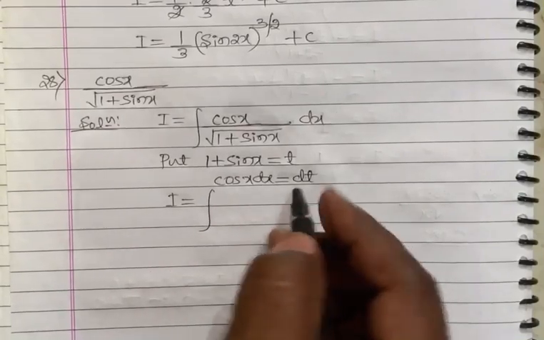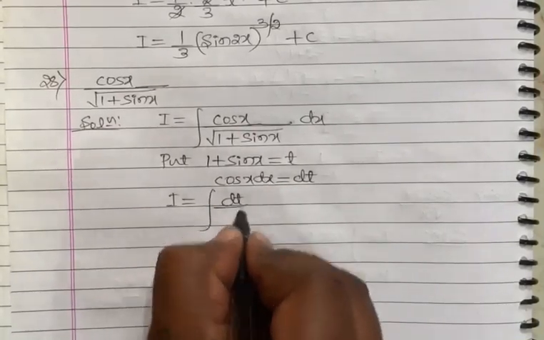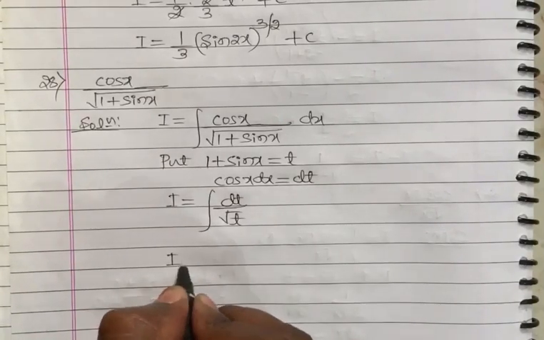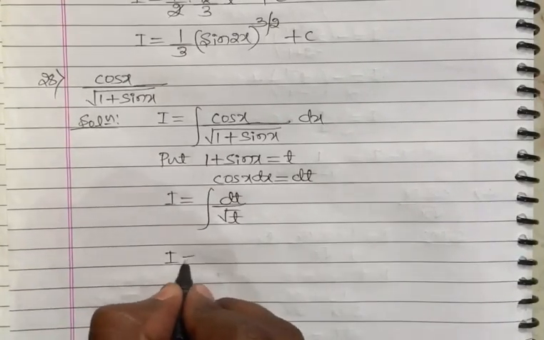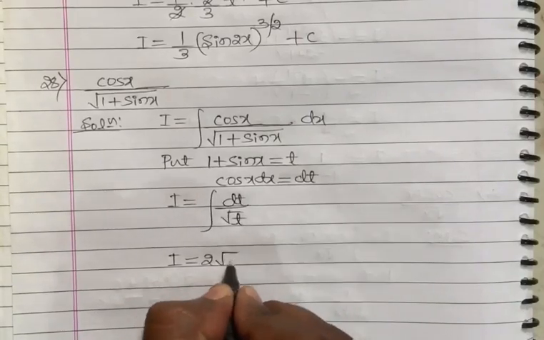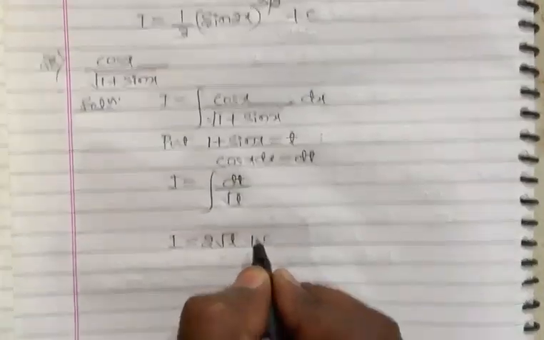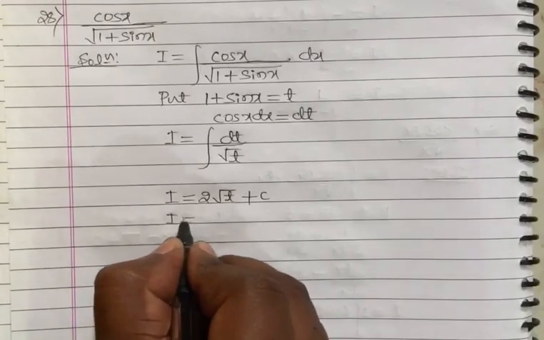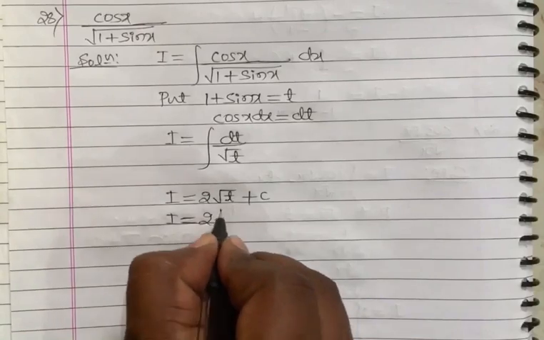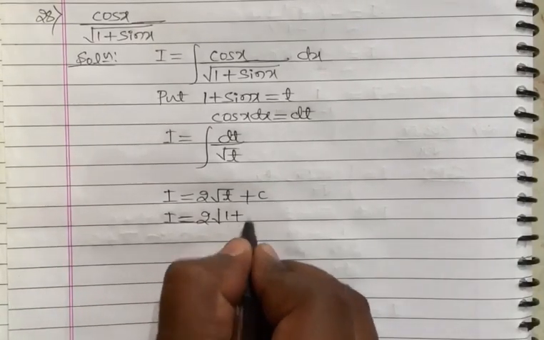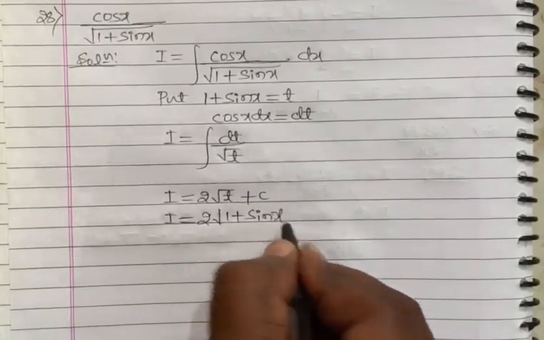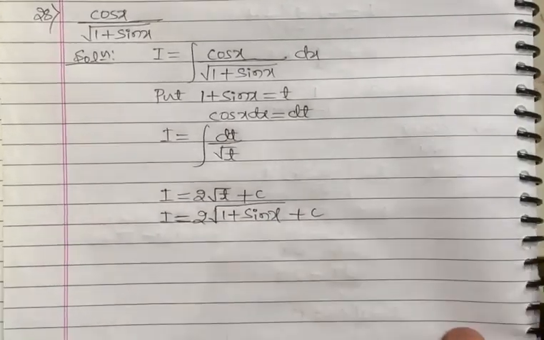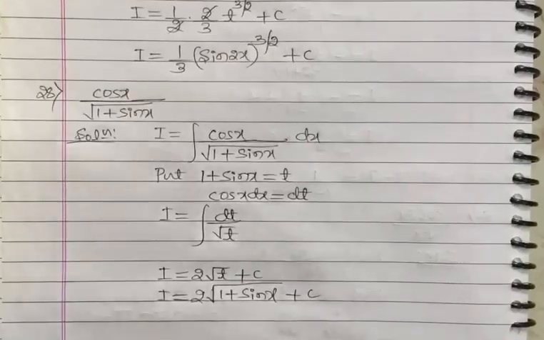I equals the integral, cos x dx is nothing but dt divided by root t. So what is the integration of dt by root t? It is 2 times root t plus c. So replace t here, I equals 2 times under root 1 plus sin x plus c. So this is the final answer for the 28th problem.